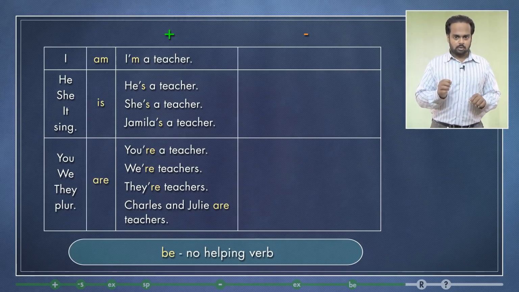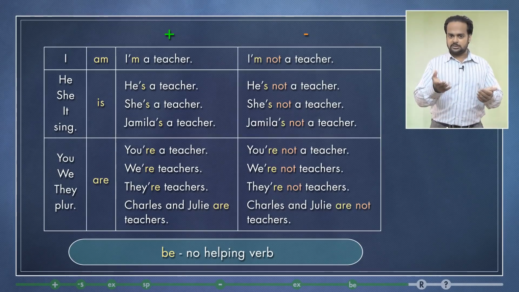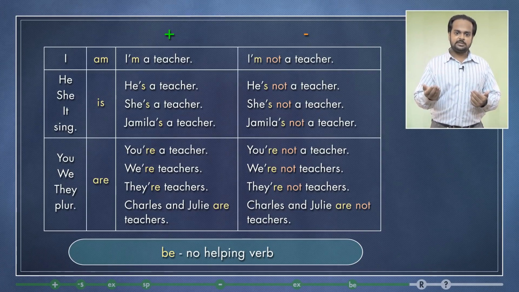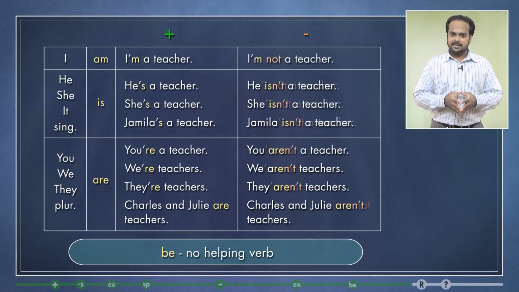And this is important because when you want to make a negative sentence, you add not right after be. You can see this now. I'm not, he's not, she's not, you're not, we're not, and so on. Sometimes you will see the forms isn't and aren't. This is especially true with plural nouns. This is also correct. All right, keep these rules in mind when making sentences with be.